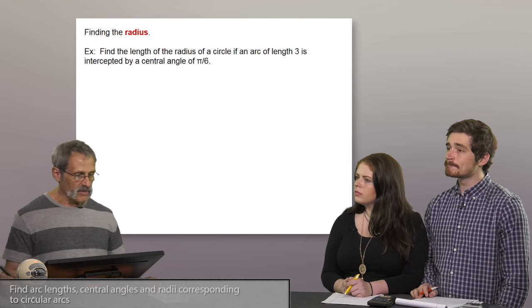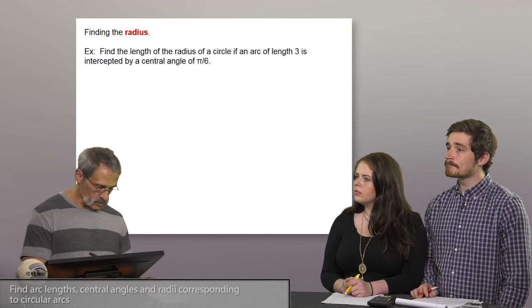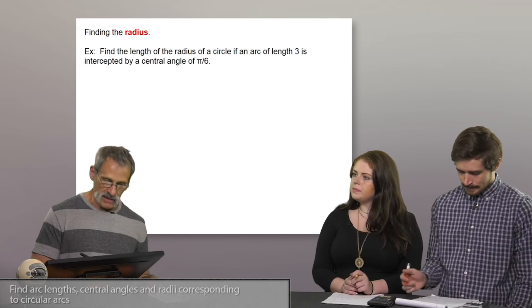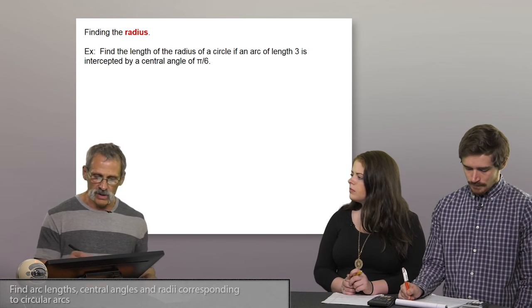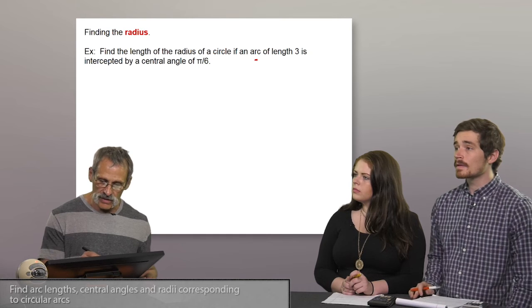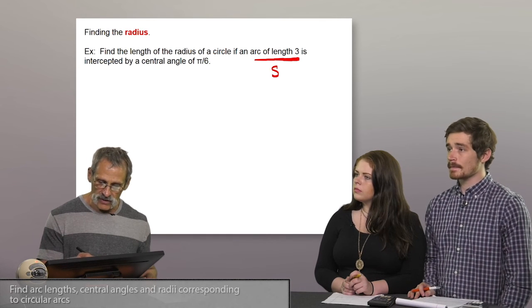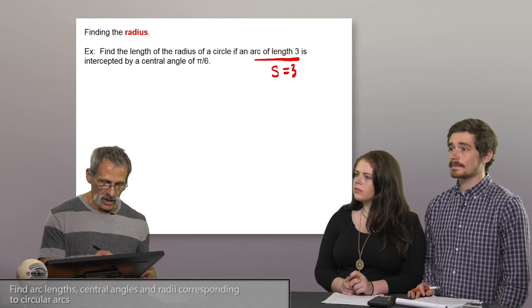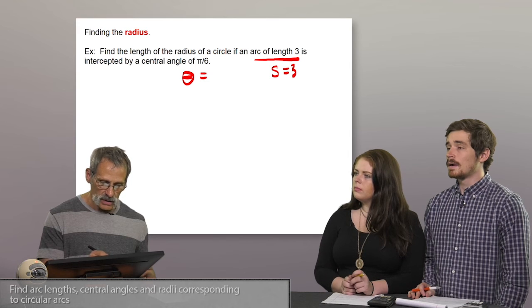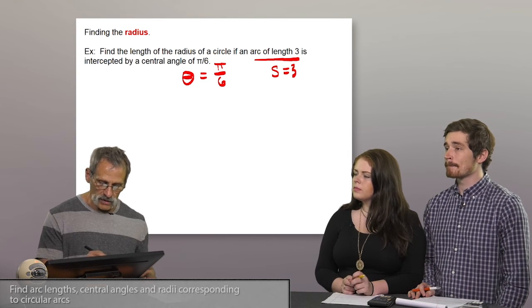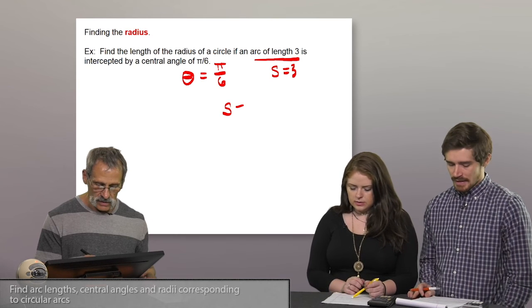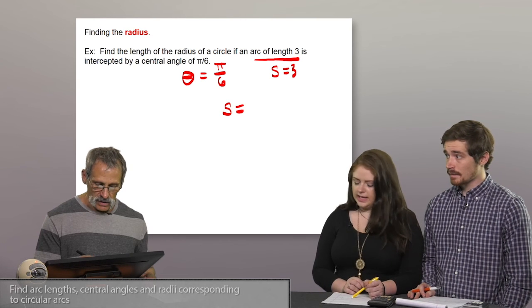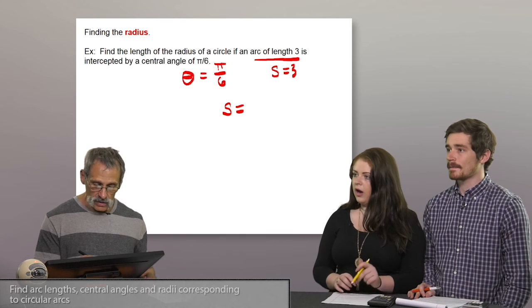What do we still have to find? The radius. We haven't done that yet. We're going to find the length of the radius of a circle if the arc length is 3. So s is 3, and we're given the central angle, theta is pi over 6. Now we know the formula. The formula is s equals r theta.